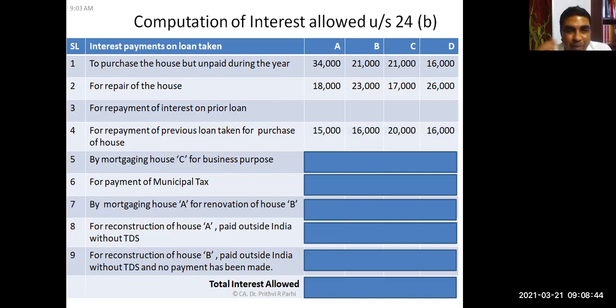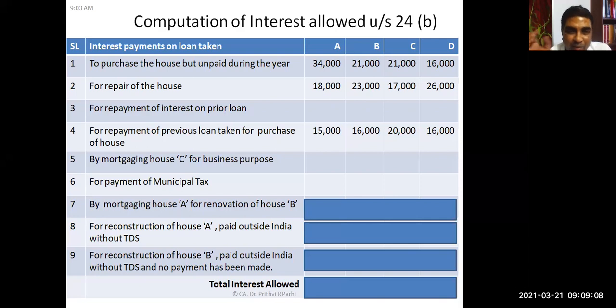By mortgaging house C for business purpose, not allowed. For payment of municipality tax, not allowed. As you know, it is allowed only for purchase, construction, repair, renovation. Then mortgaging house A for renovation of house B. For which house is it allowed? On house B. House B it is allowed.